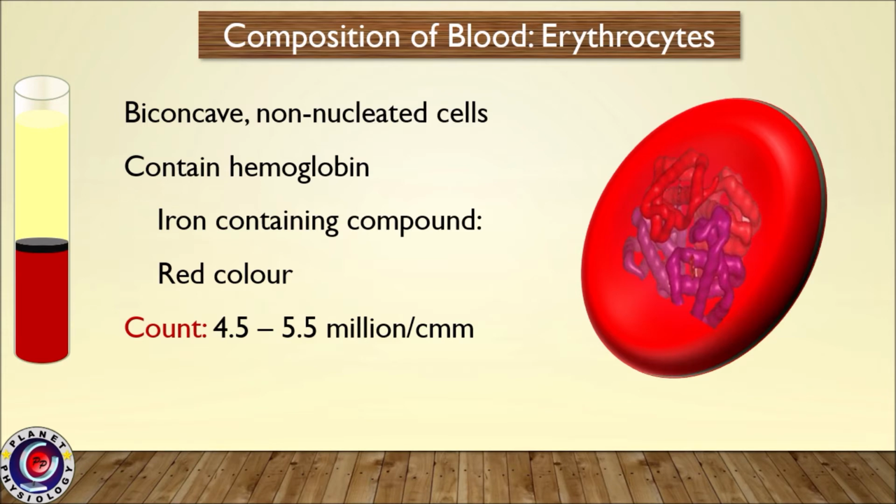Erythrocytes are biconcave non-nucleated cells and they contain protein called hemoglobin. This hemoglobin is basically iron containing compound, and because of its iron, it imparts red color to the cells and therefore they appear red in color and hence named as erythrocytes or RBCs. Their count in the blood ranges between 4.5 to 5.5 millions per cubic millimeter, and this count will be little different in males and females.